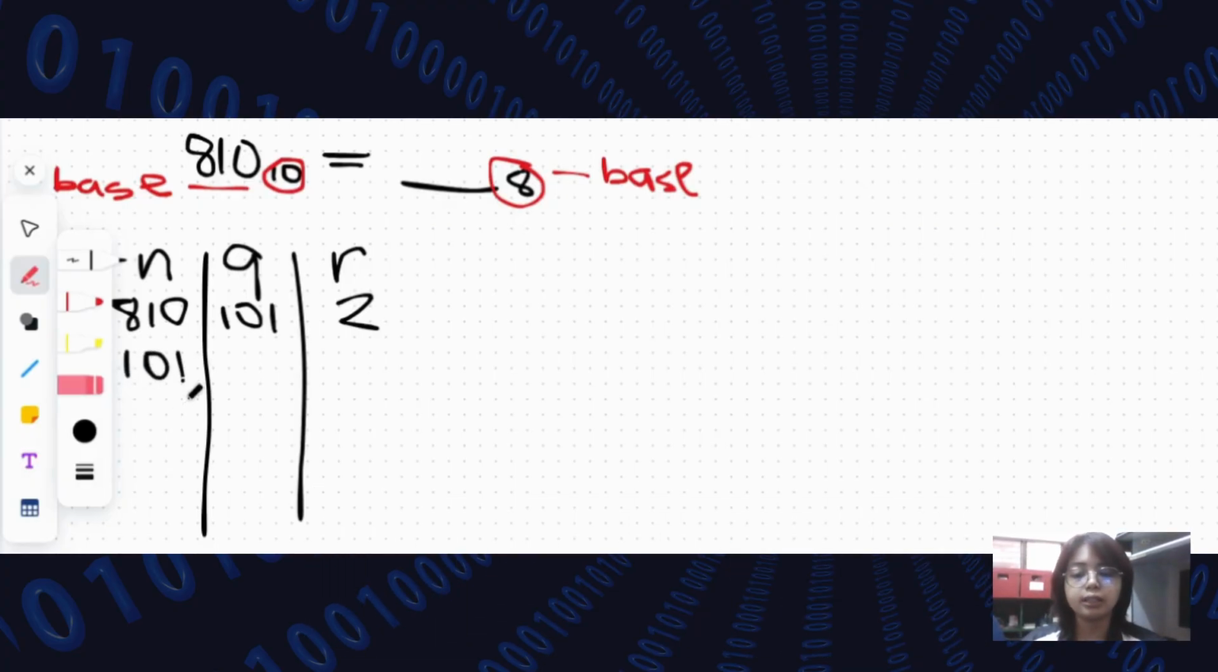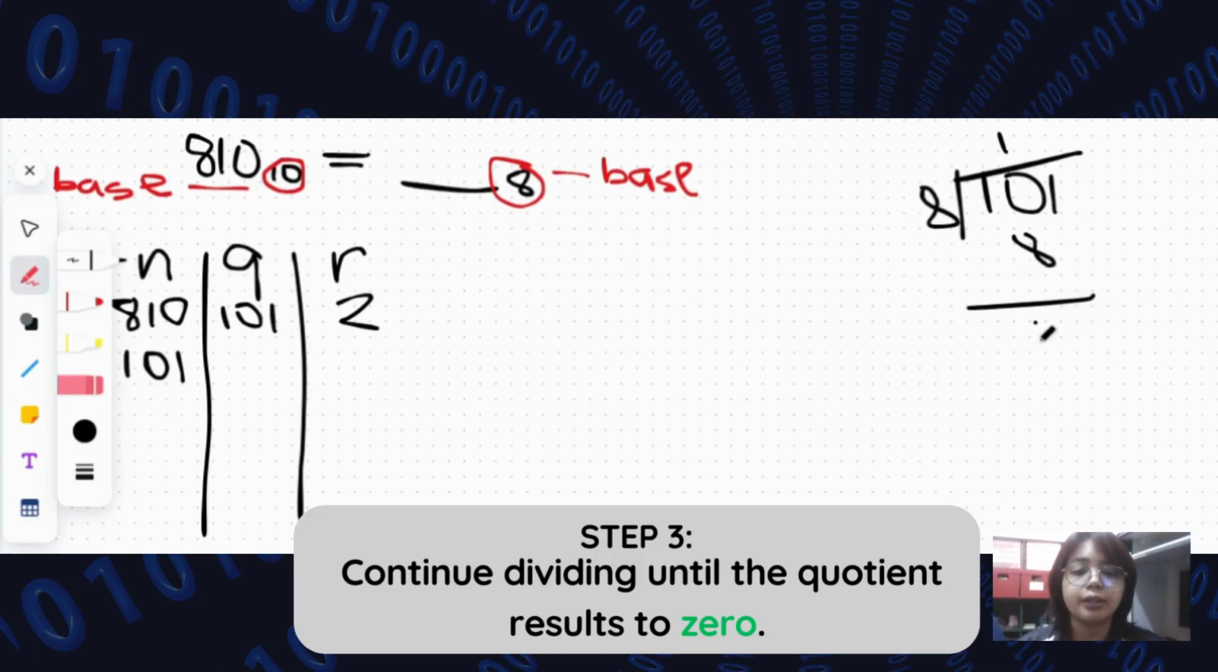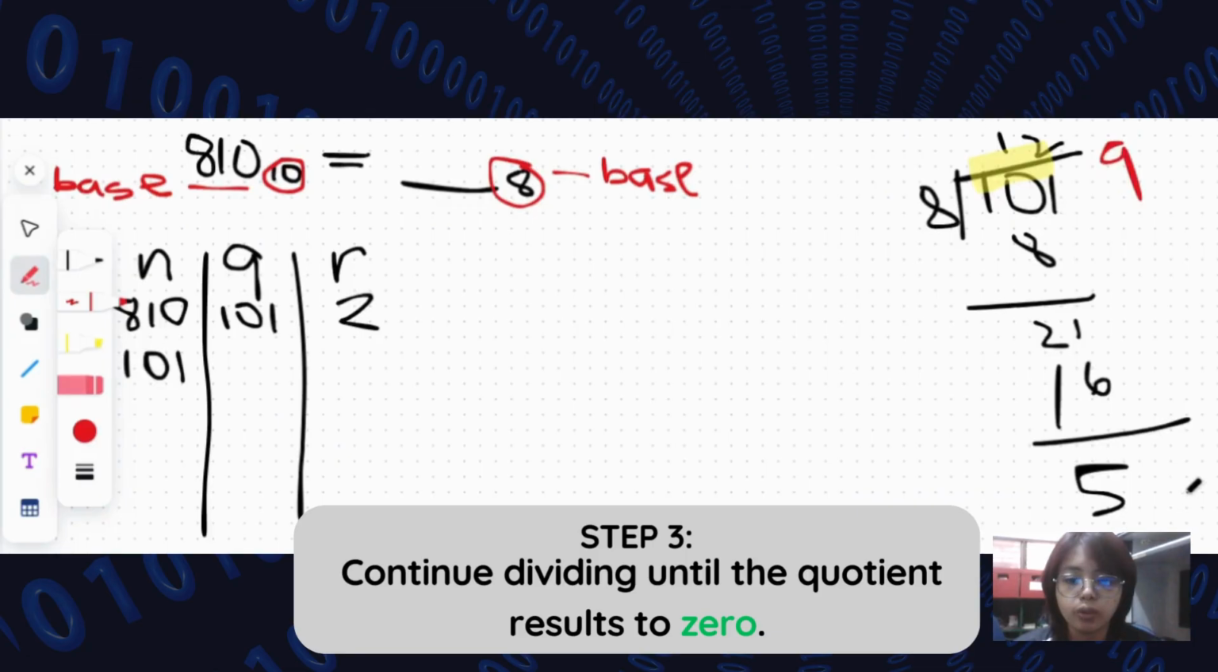So for our next step, we will repeat the steps. Copy the quotient to the first column and then divide it by 8. So 101 divided by 8 is 12. 21 minus 16 is 5. Copy the 12 to our quotient and 5 to our remainder.